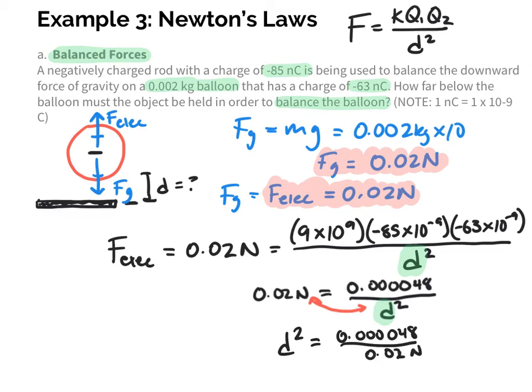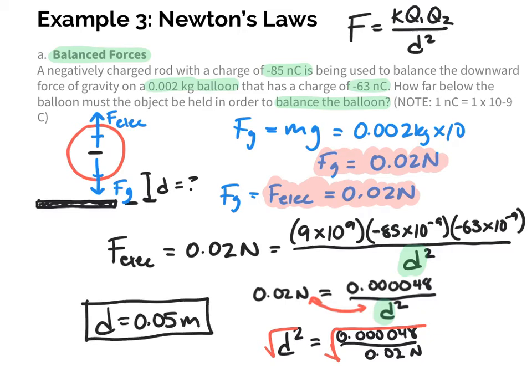And then the last thing I would have to do in order to solve this is, whatever I get from that value, get rid of that square as a square root. So algebraically, this is a little bit more complicated. When you square root that and solve it, you should get a distance of 0.049, so 0.05 meters. So that's about 5 centimeters apart.